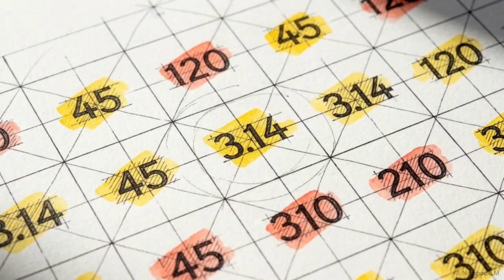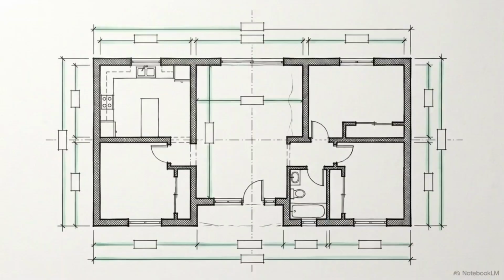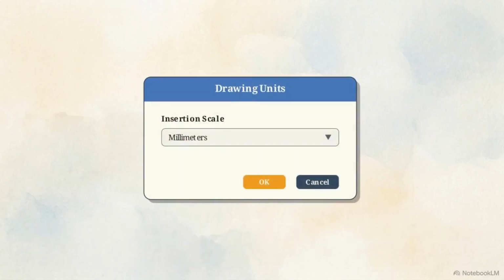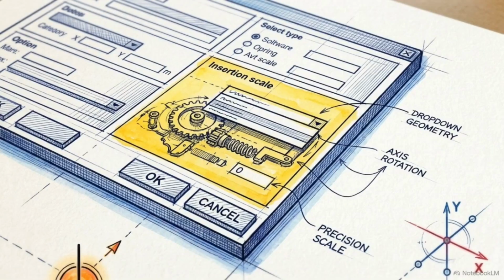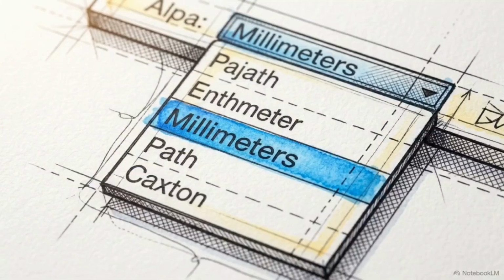Before we draw a single line, we have to tell the software how to interpret our numbers. Without a defined system of measurement, the software has no way to understand physical scale. To set this up, simply type the word units directly on your keyboard and press enter. This summons your measurement settings. Looking at the Drawing Units dialog box on your screen, locate the section labeled Insertion Scale near the middle of the window. Click that drop-down menu and change the default selection exclusively to millimeters.